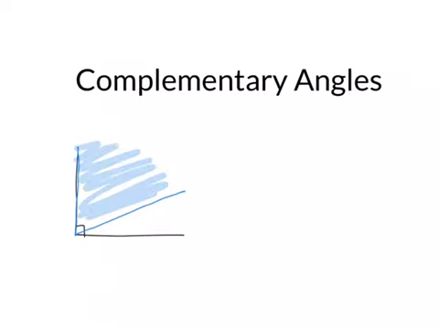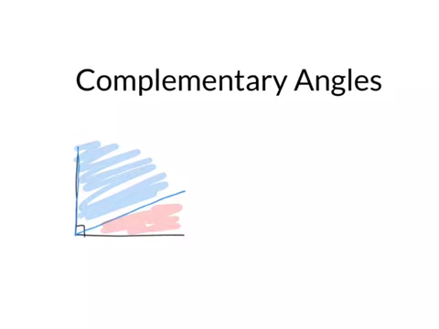The definition of complementary angles is that when they're added together, they equal 90 degrees. So for example, let's look at a 90-degree angle. I'm going to use two separate colors here. Let's say we have blue, which makes up this portion of the angle. And then let's say red makes up this portion of the angle. These two angles would be complementary because together they make 90 degrees.